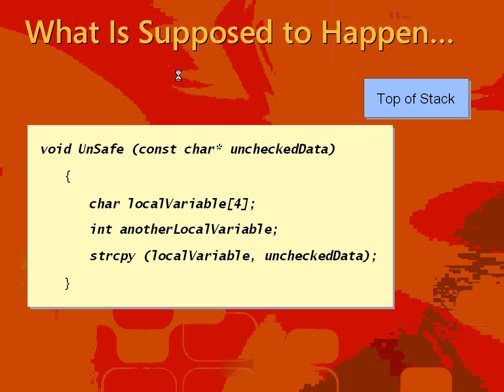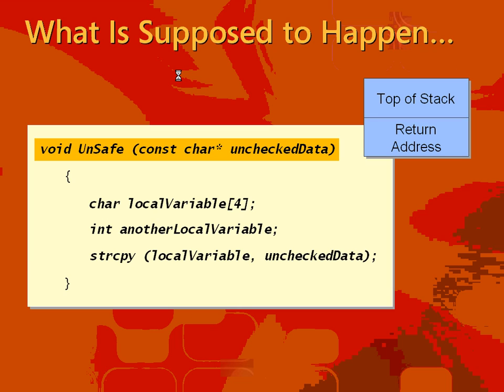I mentioned that stack overruns are the most common way for buffer overruns to be exploited. So let's take a look at what's supposed to happen when a method is called. To start with, the return address of the instruction calling into that method is pushed on top of the stack, so that when the method is done, it can return to the value in the method that called it.